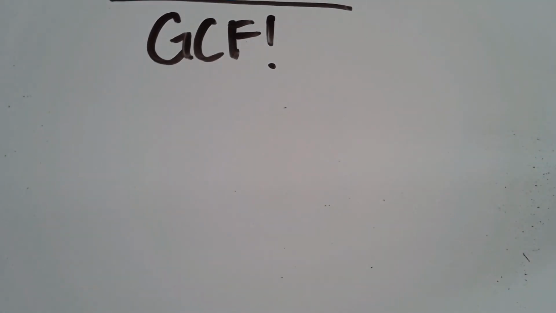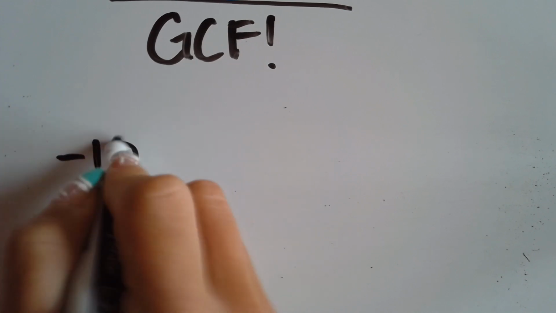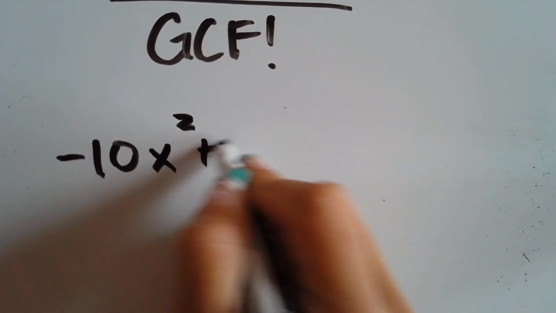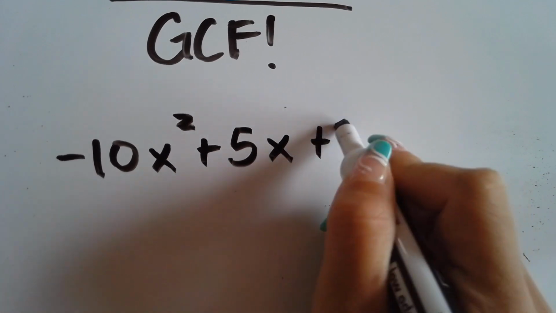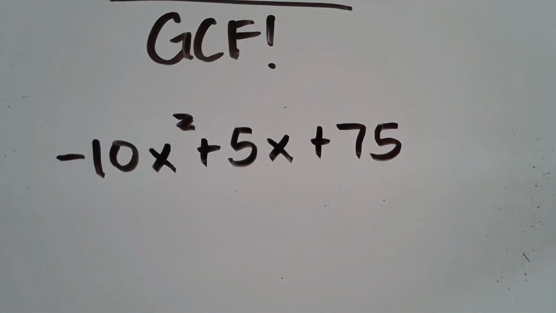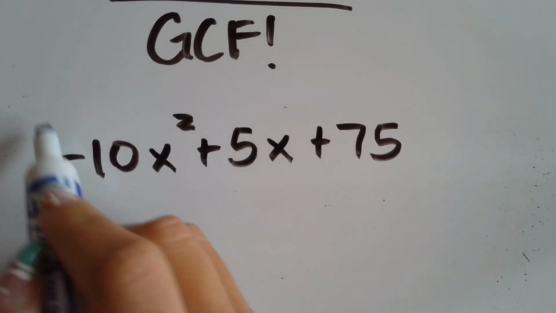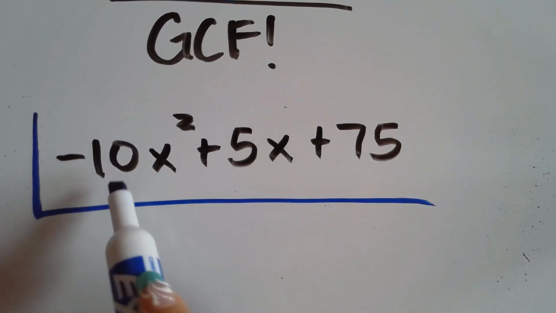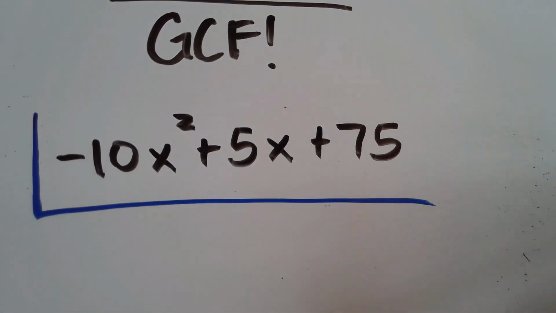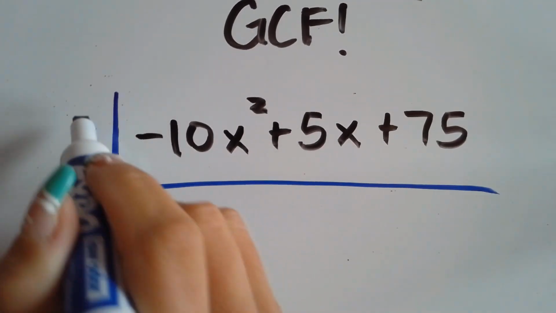So for this example, we have negative 10x squared plus 5x plus 75, okay? So one thing that I do notice about this one is that there is a GCF. So let's go ahead and determine what our GCF is going to be that we are going to pull out of these 3 numbers, okay? So what number does negative 10, 5, and 75 have? It is going to be a 5.